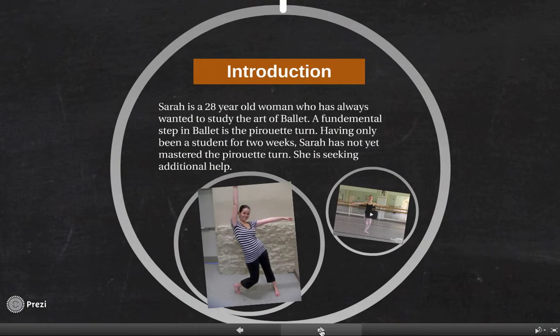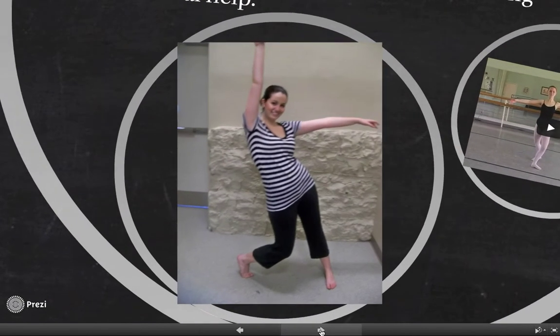So let's begin by introducing my learner. This is based on a real-life person that I actually met a couple of years ago when I was dancing. Sarah is a 28-year-old woman who has always wanted to study the art of ballet. A fundamental step of ballet is the pirouette turn. Sarah has only been a student for 2 weeks and she's not yet mastered this pirouette turn, so theoretically she would have come to me seeking additional help, and she would be my learner and I would be the instructor in this case. This is a picture of Sarah.